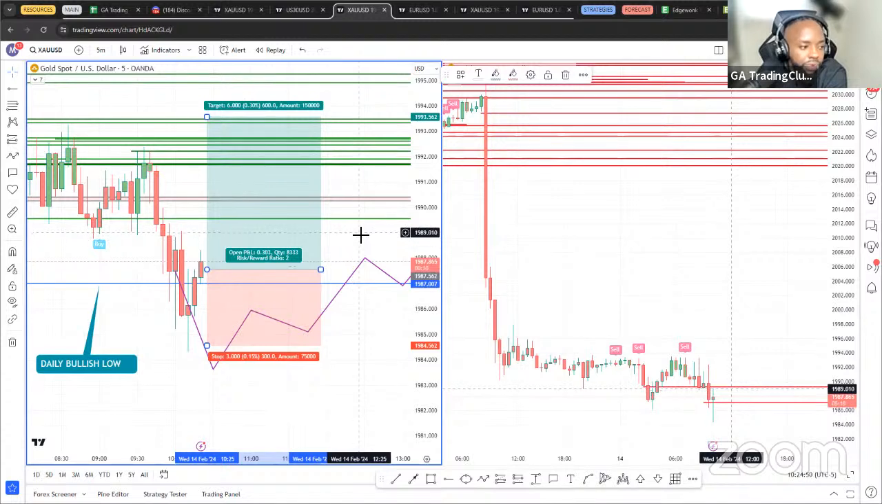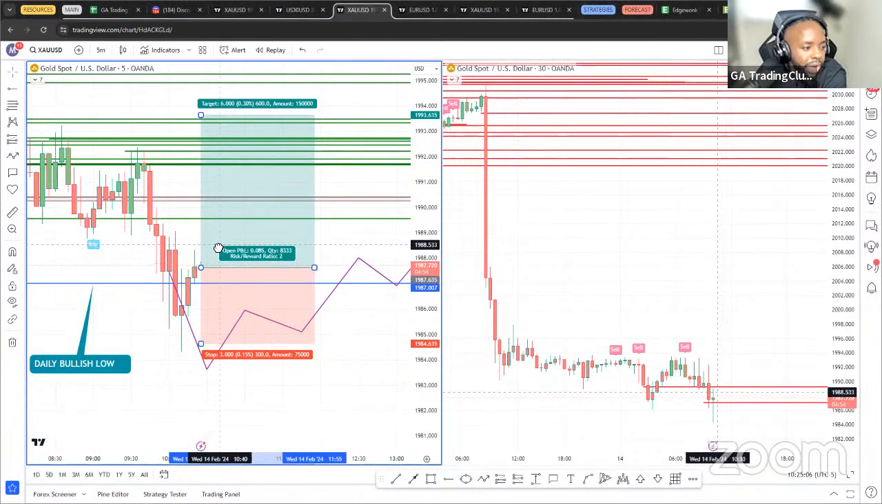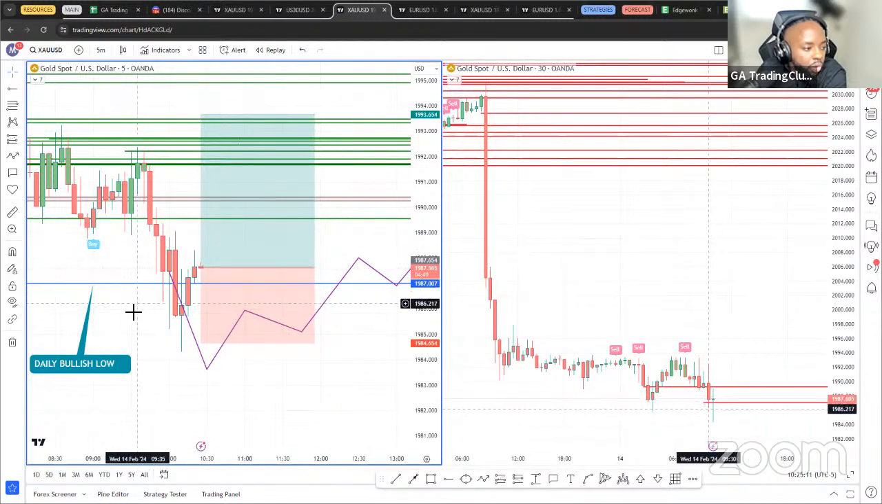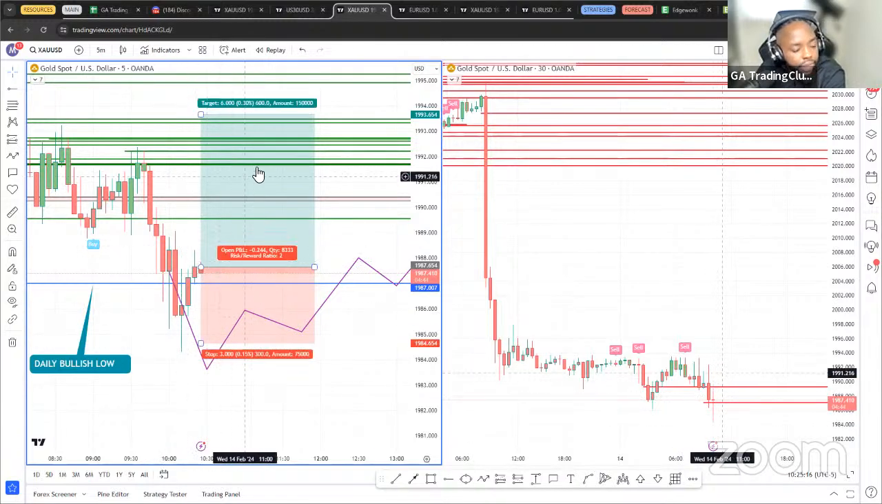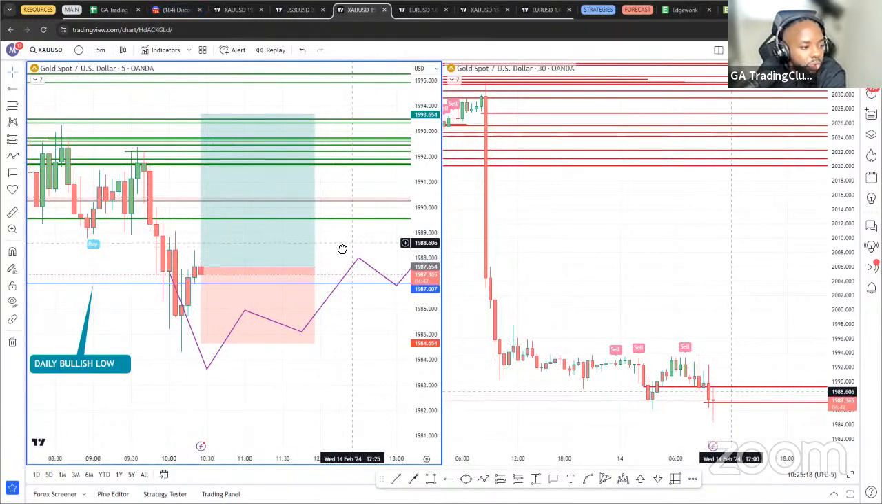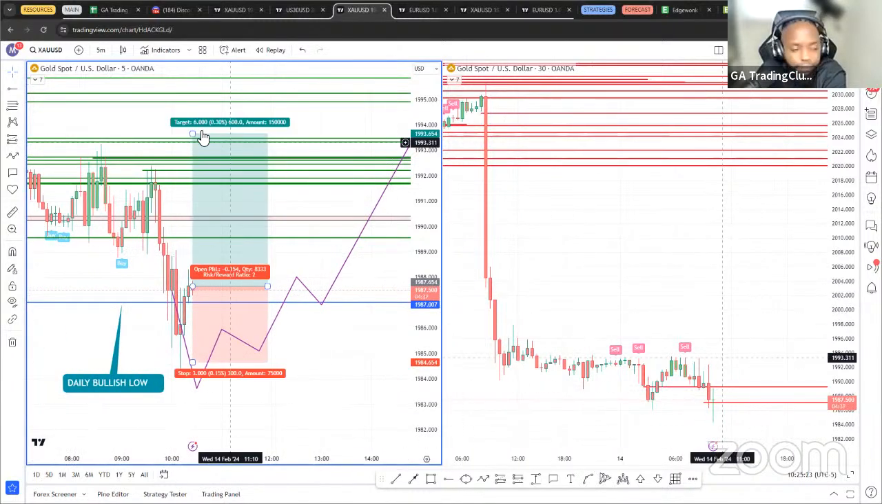So same thing for you guys. I would recommend you risk 0.5% per trade, and that's what I'll count. So I'm in the buy on gold based off of this daily bullish low right here. We have those two candles that have closed above, and we do have that uptrend as well. So I'm hoping for this pattern to play along.